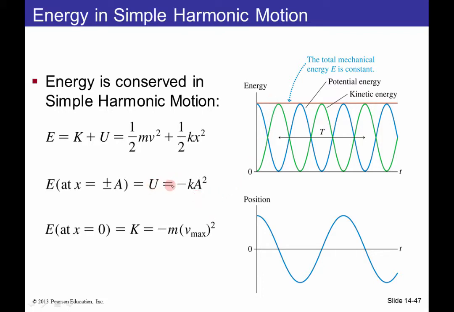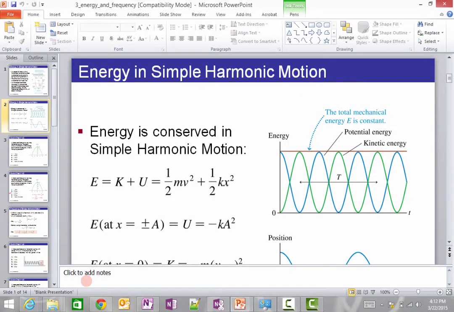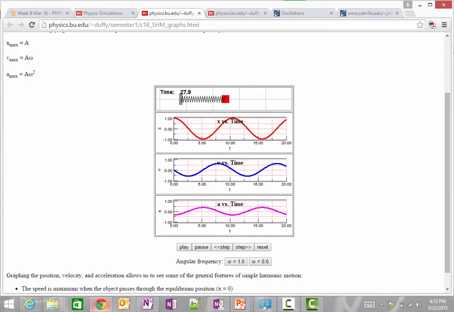The maximum for the potential energy occurs at the point where the oscillator is stretched the maximum, and the maximum for the kinetic energy occurs at the points where the oscillator is moving fast. So when x is equal to plus or minus A, that is when it is stretched the most, that is the maximum of potential energy, and at x equals 0, that is the maximum of kinetic energy. Let's look at a simulation and see how this works.